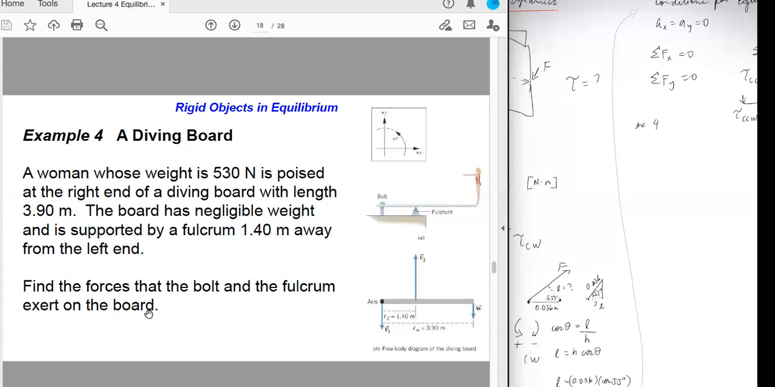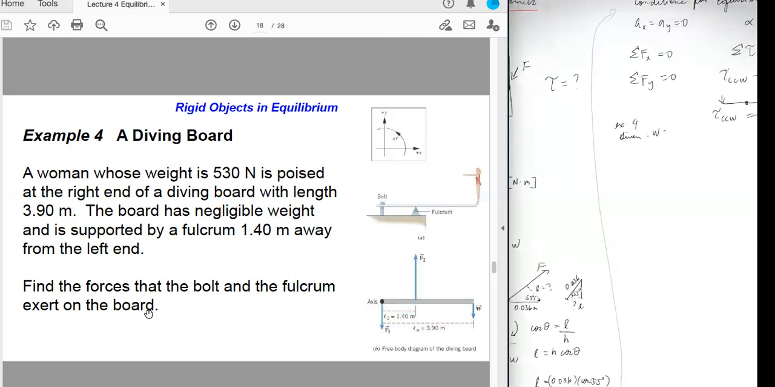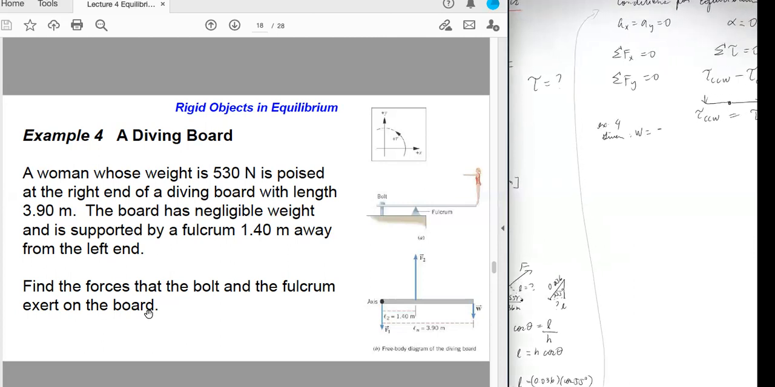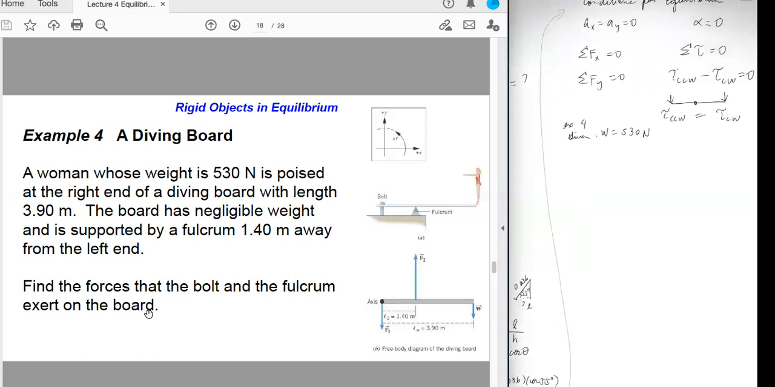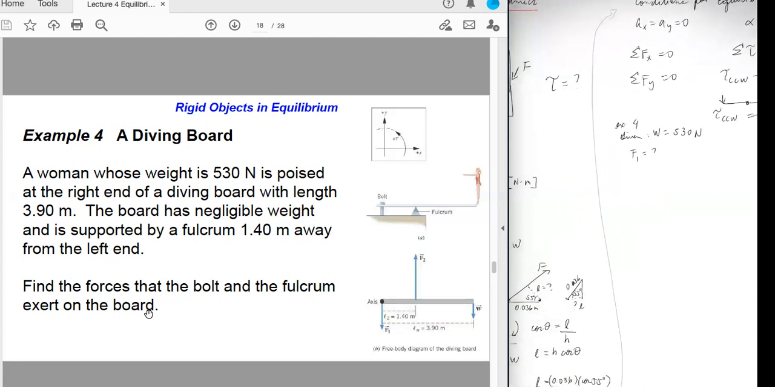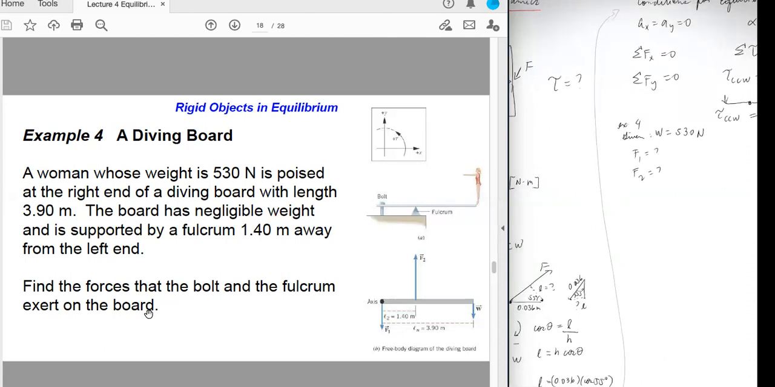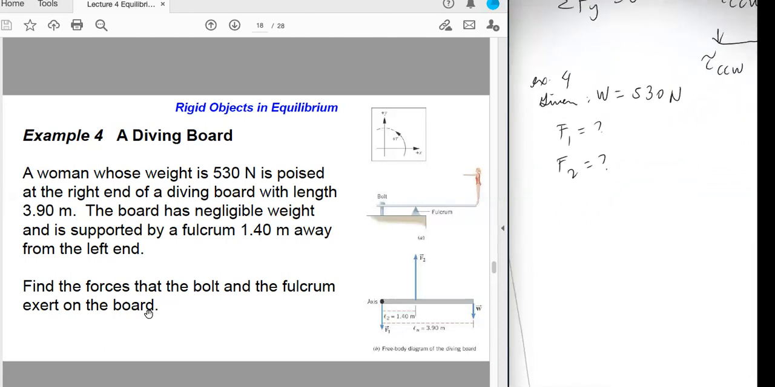So what are F fulcrum and F boat? Let's just call them F1 and F2. Given the weight, which is equal to 530 Newton, we do not know F1 and F2, so we need to find them. What is F1 and what is F2? Again, draw a free body diagram.